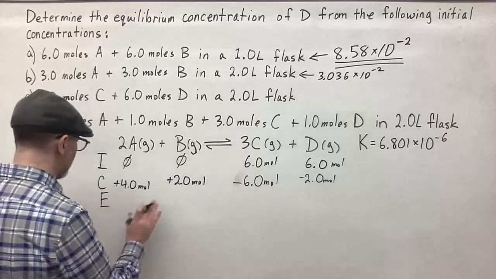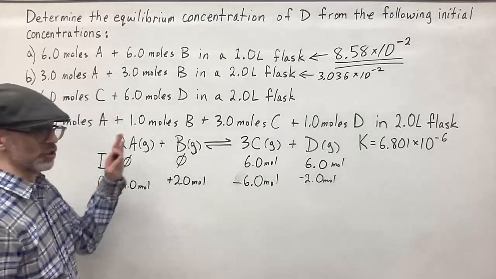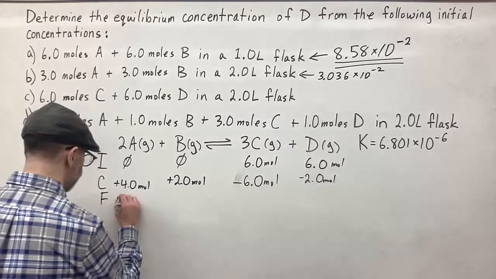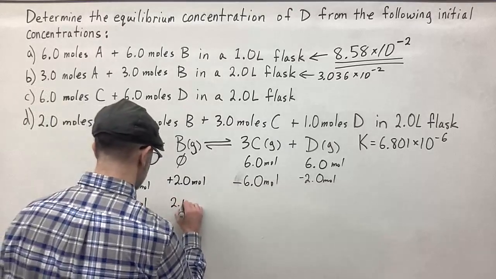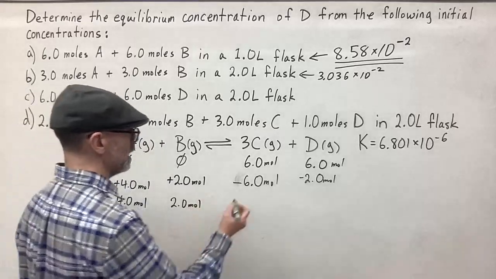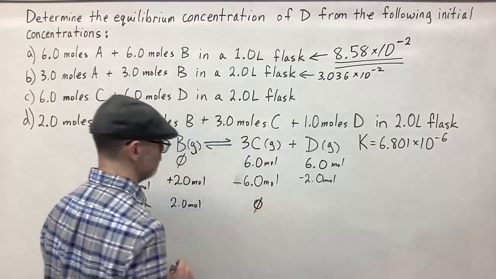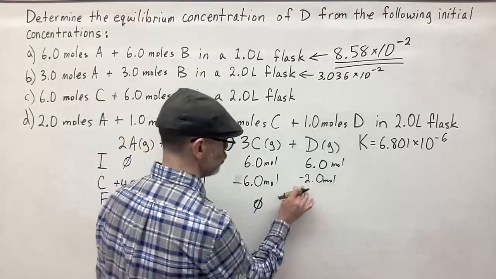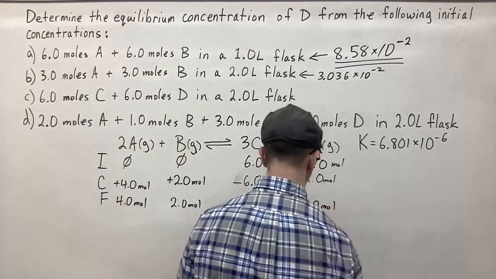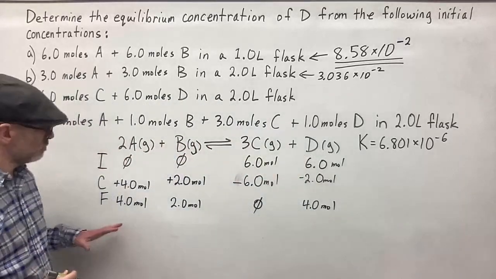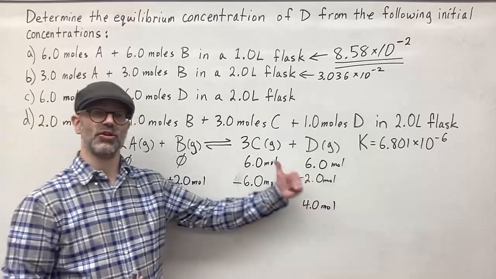So then this is F, final. The final number of moles that I have after this complete reaction is going to be 4.0 moles of A, 2.0 moles of B. I have 0 left, so I started with 6, I lost 6, so I'm going to have 0 left of C. And then I lost 2 moles of D, so I'm going to end up with 4.0 moles of D. So now I have the final amounts after a complete reaction in this direction.